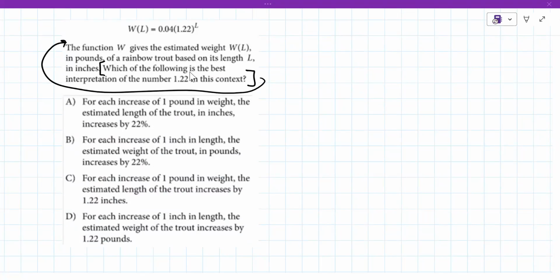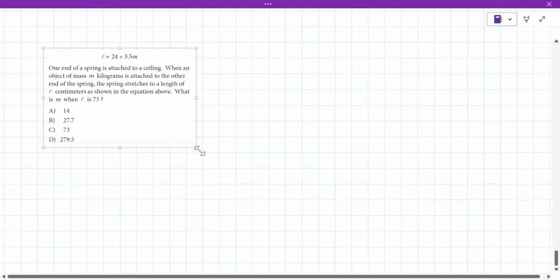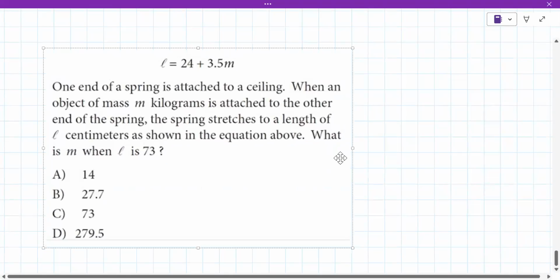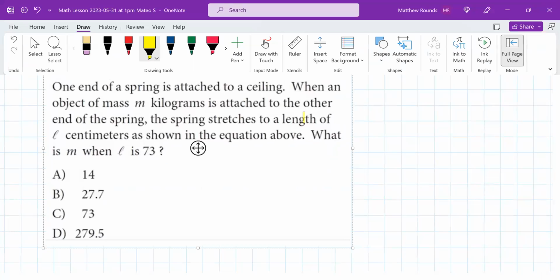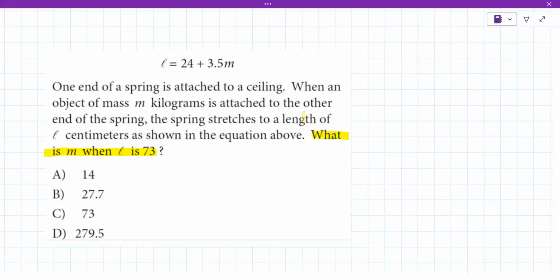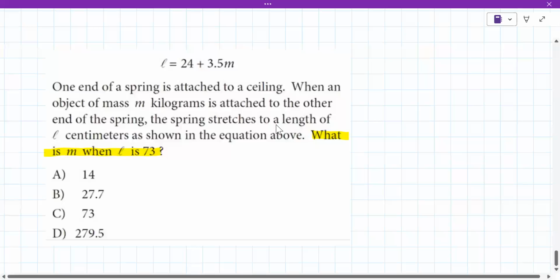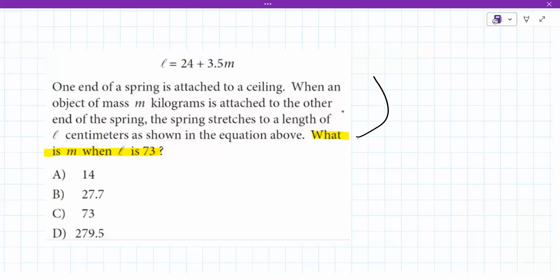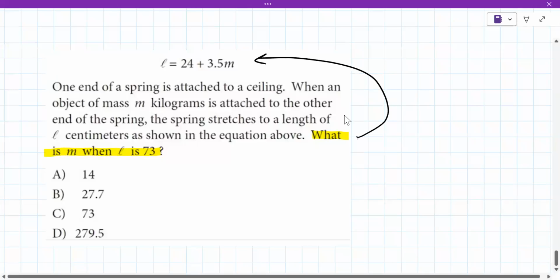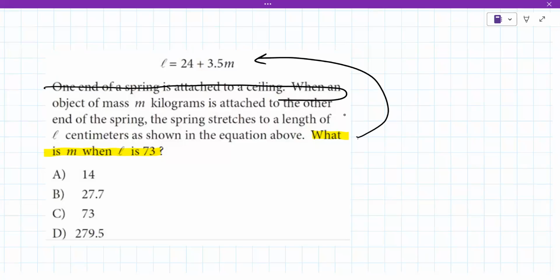Right, so we're going to take a look at a sample problem here. And we're going to take a look at the last sentence. What is M when L is 73? And then you'd say, okay, well, there's an equation. Maybe I can use that. You don't need to read any of this. In fact, if you do, it's a waste of time.